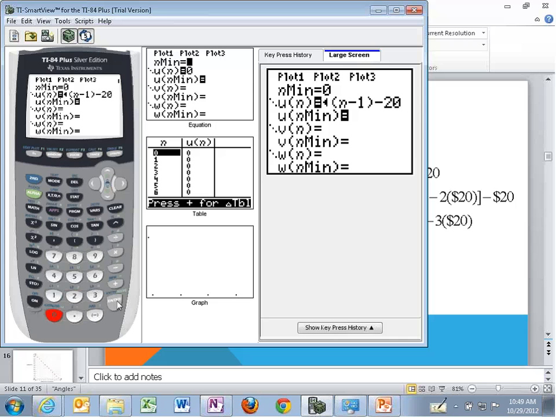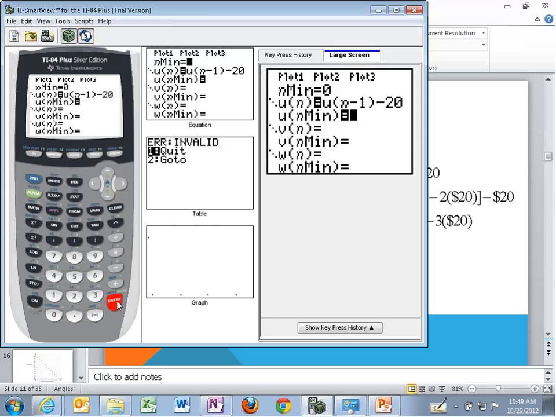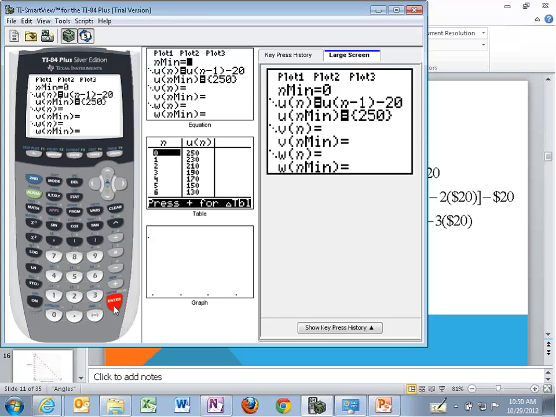So I hit enter. Is that okay with everybody in here? Are we good? Anybody need me to go back? I'm happy to go back. Okay. Now, u of n min is the starting value for the balance. What's the starting value for my balance? 250. So I'm going to type in 250 for that. And what I'm doing is using that recursive idea that the value now is my previous value minus 20. Is that okay with everybody in here?